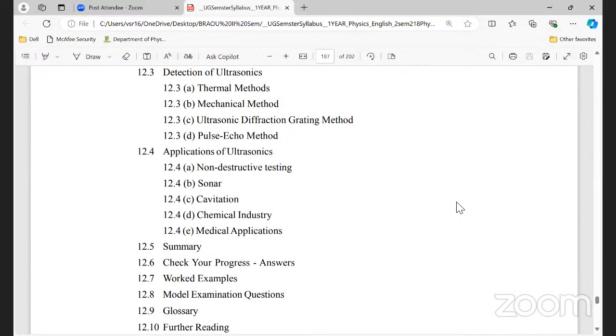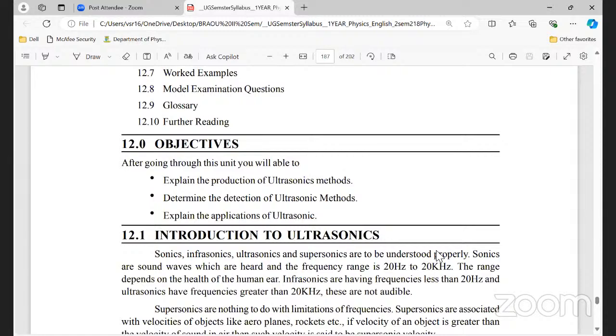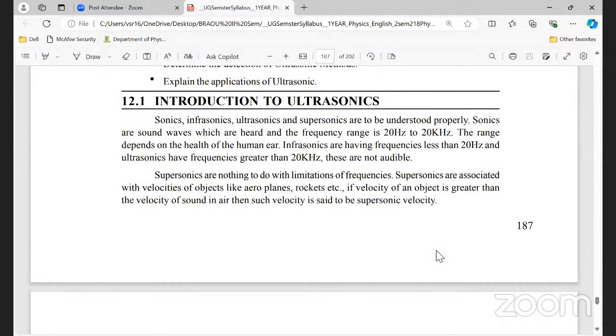We will go through the ultrasonics introduction. Here there are sonics, infrasonics, ultrasonics, and supersonics. Sonic means which is related to sound. The frequency range which you are able to hear is 20 hertz to 20 kilohertz. In this range only can we hear sounds. The human ear depends upon this range, 20 hertz to 20 kilohertz.